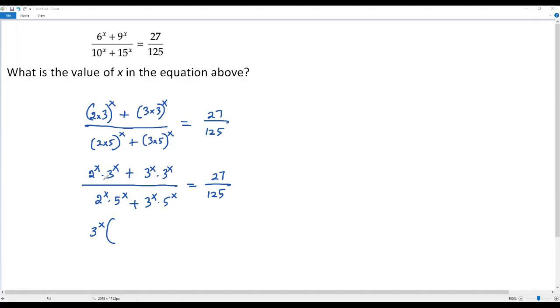When I divide this one by 3 to the power of x, the 3 to the power of x will cancel out. I am left with 2 to the power of x. Let me write over here. We can take this positive sign as it is. When I divide this one by 3 to the power of x, I am getting 3 to the power of x.